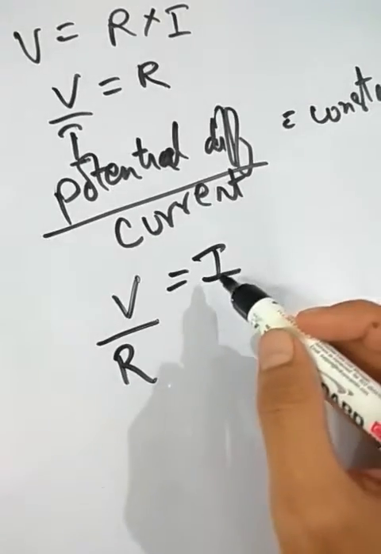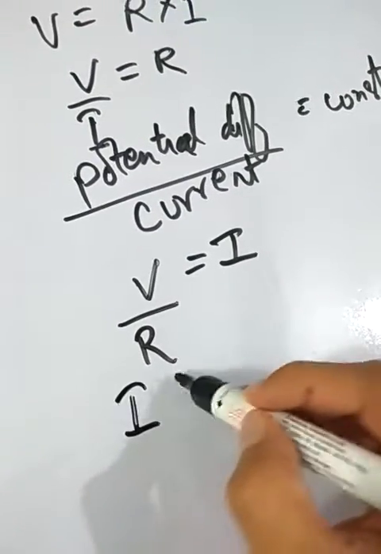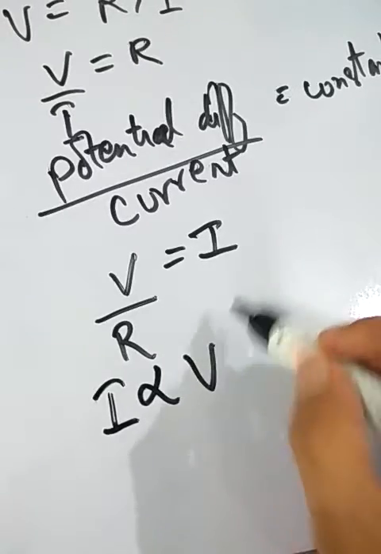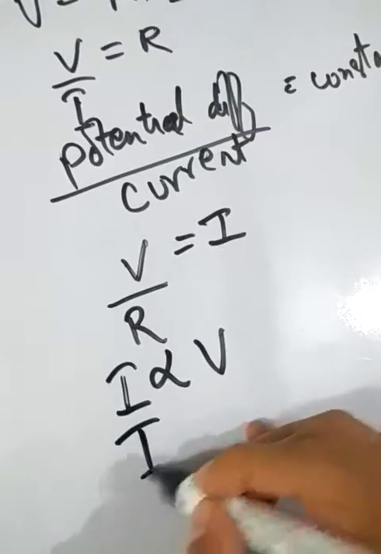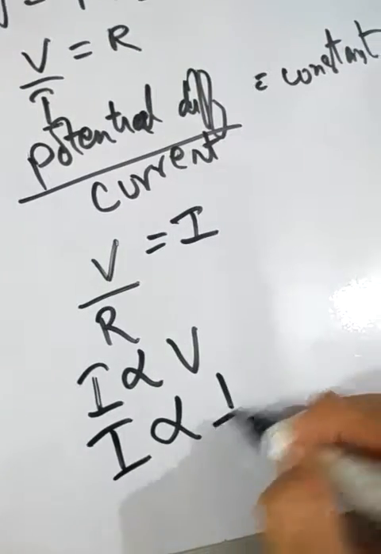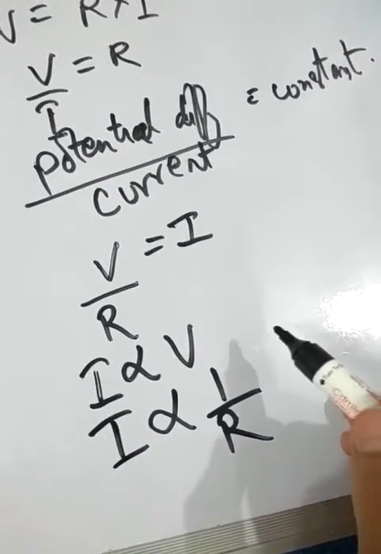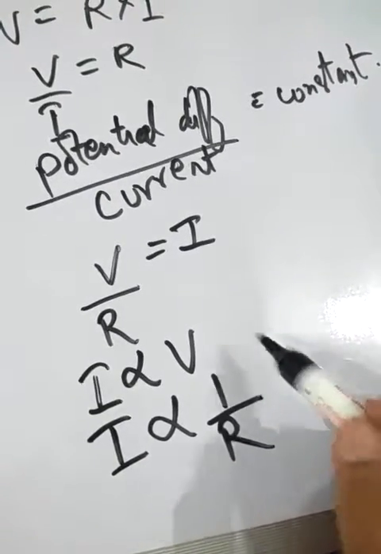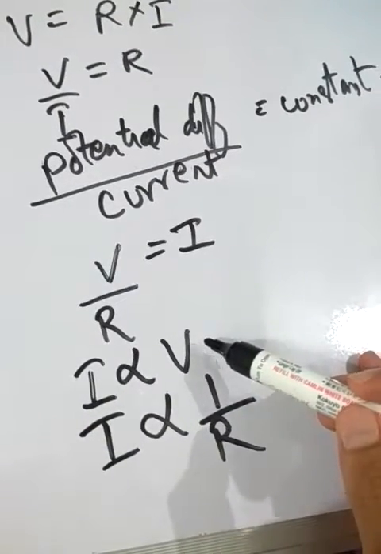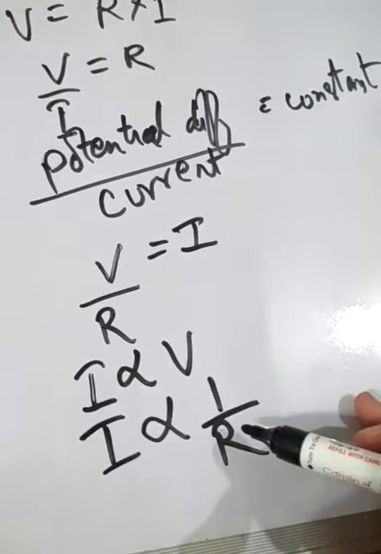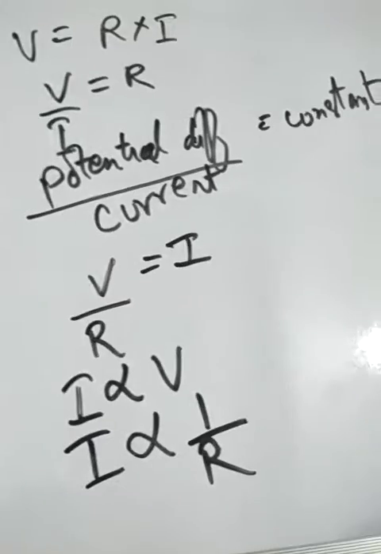What we get from here is that current is directly proportional to the potential difference because they are both in the numerator, and current is inversely proportional to resistance. This is only the sign of proportionality. We show direct or inverse proportionality based on where we keep the subject. If we keep it in the numerator, it is direct proportionality. If it is in the denominator, it is inverse proportionality, inversely proportional to resistance.